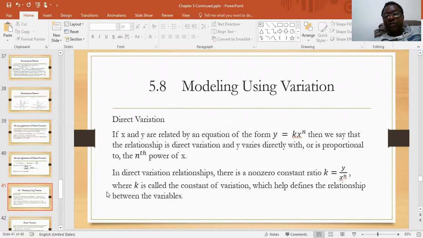In a direct variation relationship, there is a non-zero constant ratio k. That's the constant of proportionality. So we say that k equals y over x^n, where k is called the constant of variation or the constant of proportionality, which helps define the relationship between the variables. In general, if you are given a problem like y varies directly with the nth power of x, it means there is a constant k such that y equals k x^n.